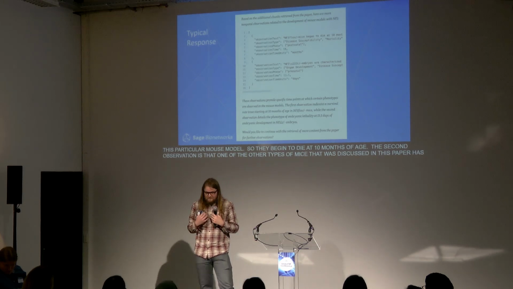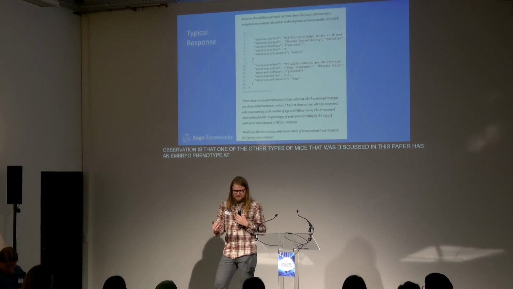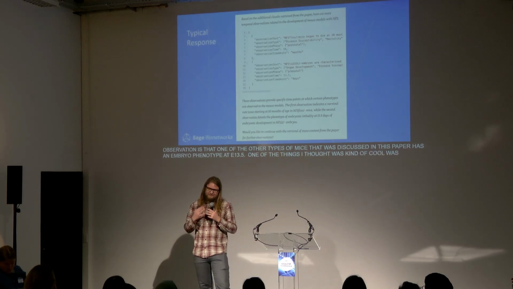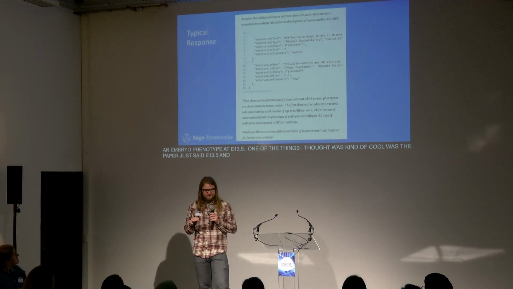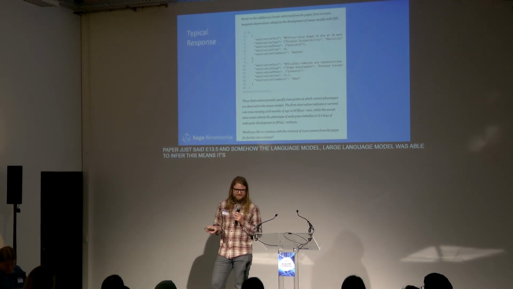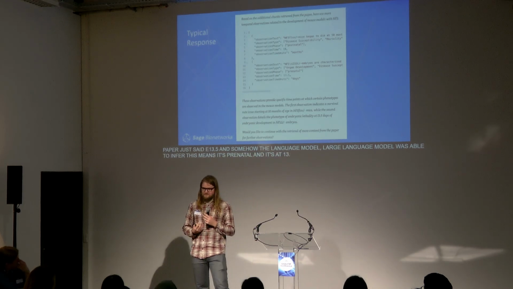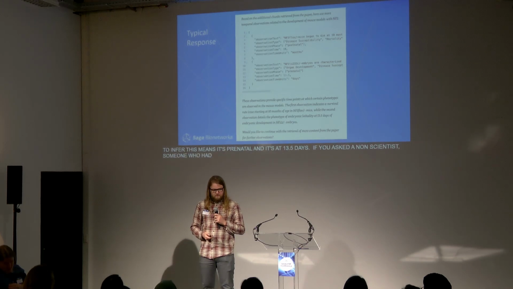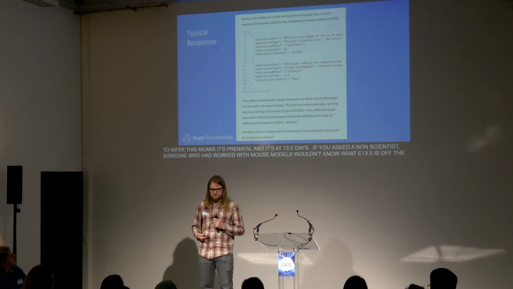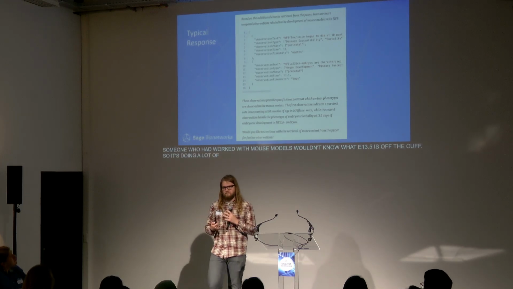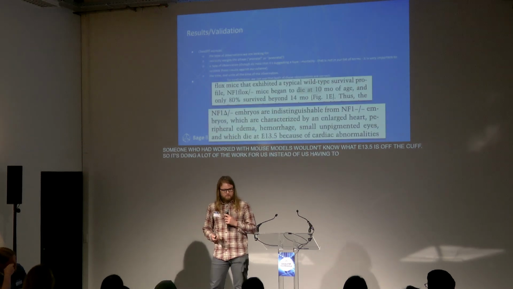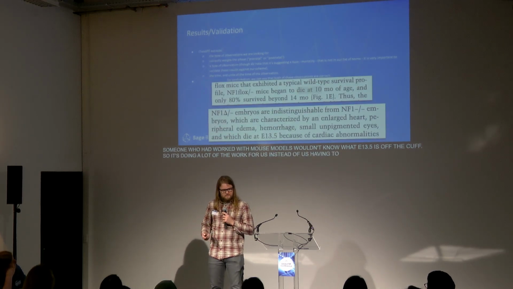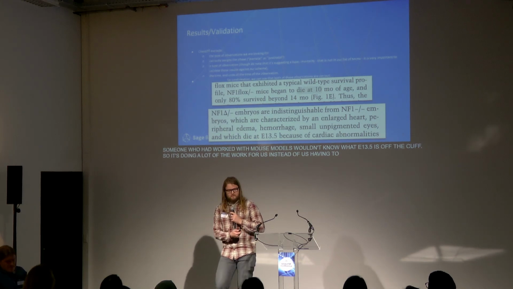One of the things that I thought was kind of cool is the paper just said E13.5, and somehow the large language model was able to infer that this means it's prenatal and it's at 13.5 days, which I think if you asked a non-scientist, someone who hasn't worked with mouse models, they probably wouldn't know what E13.5 is off the cuff. And so it's doing a lot of the work for us. So instead of us having to read this paper and manually extract and categorize and organize all these observations, we can just run them through a large language model. So these are the observations.